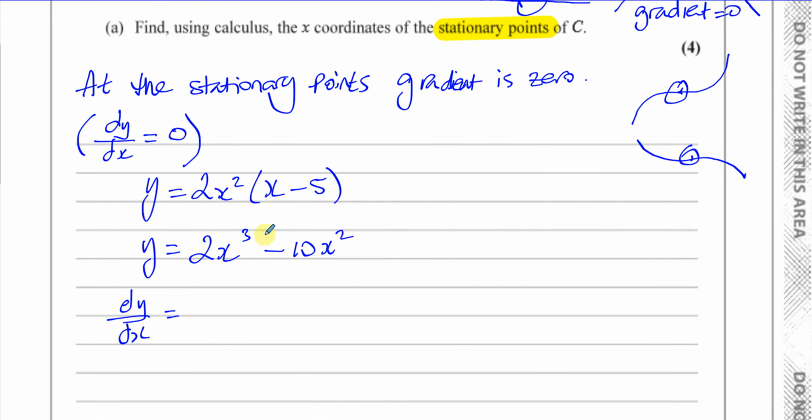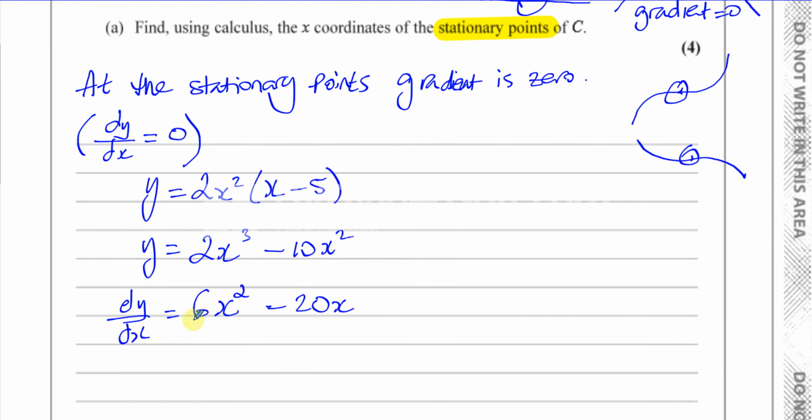Once it's ready for differentiating, we multiply the power by the coefficient, so that's 6. And then from the x, we take 1 from the power. That gives you 6x squared. So multiply by the power, then take 1 from the power. And same thing here. You're going to have 2 times minus 10, which is minus 20. So we've multiplied by the power, and then we take 1 from the power. So there's a 1 here, which we don't have to write. X to the power of 1 is x. Okay, so that is now the gradient function.